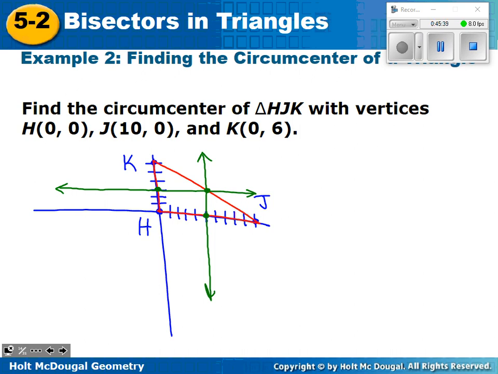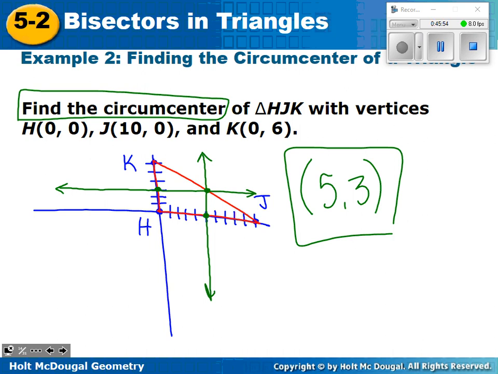So do you guys see where these cross? What are the coordinates of your circumcenter? It said find the circumcenter. So the circumcenter is at what coordinate? 5, 3. Now, before we look at the third one, I want you to think back to what we said about where the circumcenter lands. What kind of triangle do we have here? It's a right triangle. And we said if it's a right triangle, where is the circumcenter always going to be? On the hypotenuse every time. Okay? So this just reinforces that.